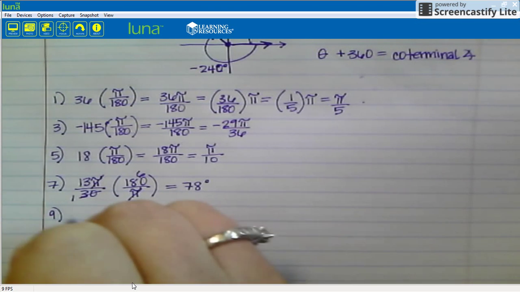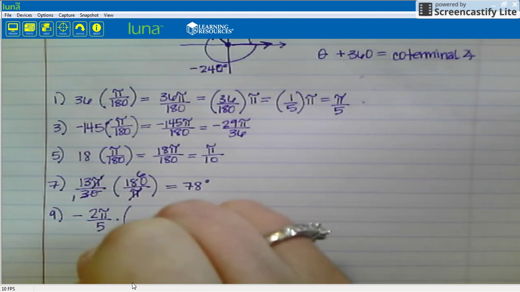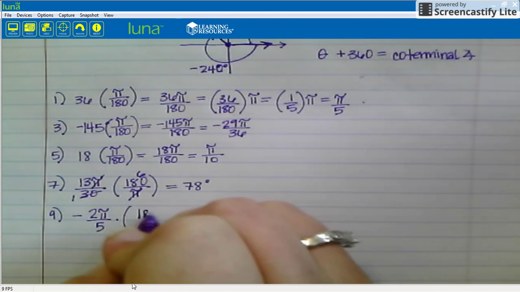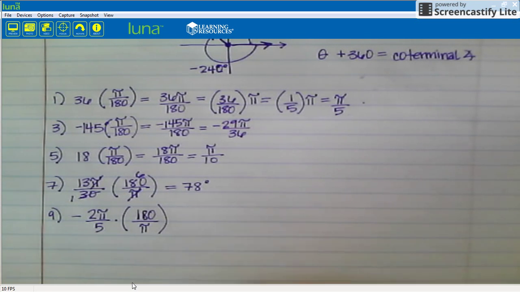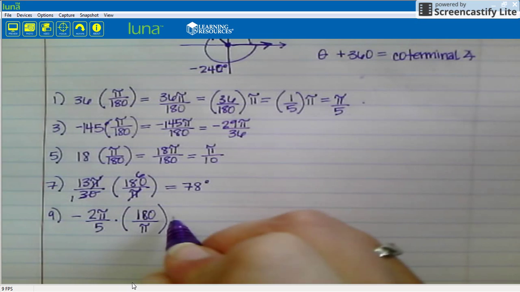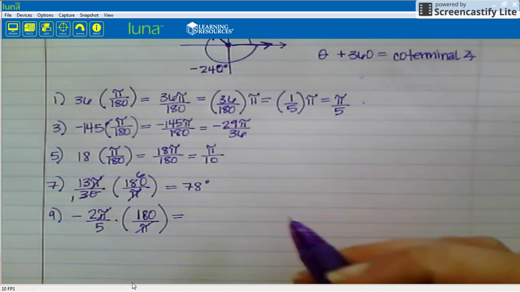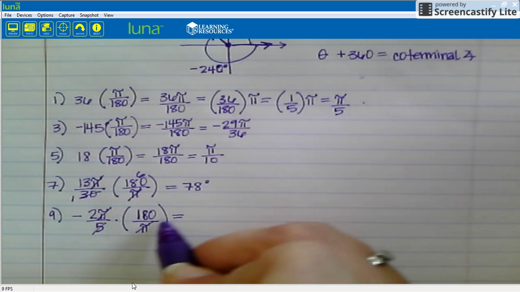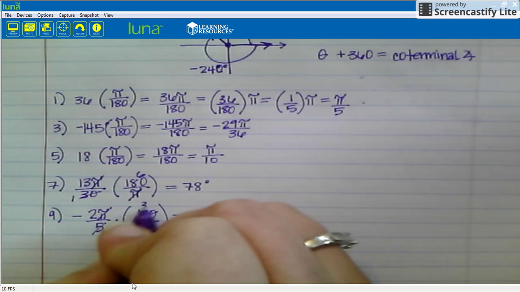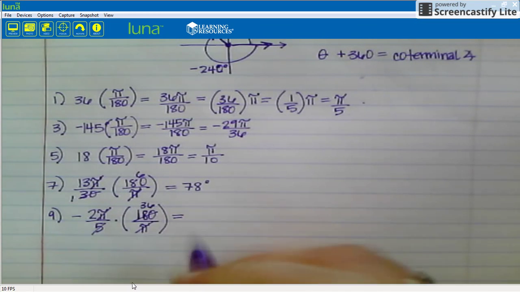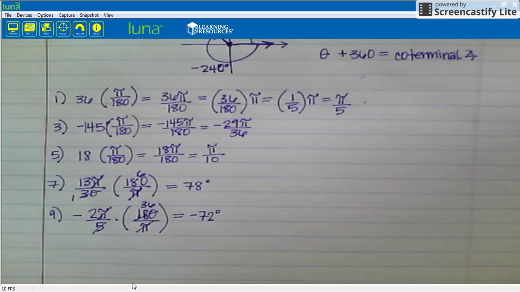In number 9, if I have negative 2 pi over 5, again, I'm going to multiply that by 180 over pi. And from here, I can reduce it down or just multiply across and reduce at the end. It doesn't make any difference. So I know that my pi's will cancel, and I know that my 5 will reduce my 180 into 36. So then I have 2 times 36, but it's negative. So this will be negative 72 degrees.